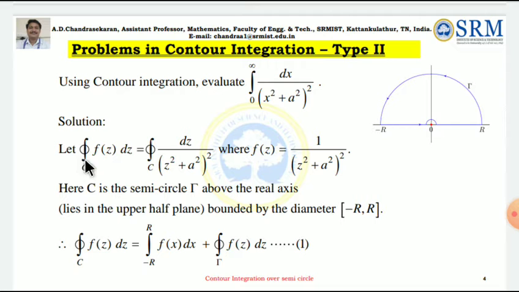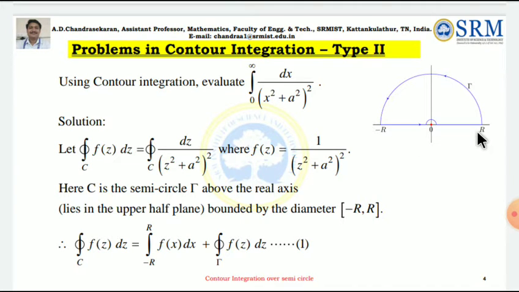Okay, now let us consider the integral over C of f of z dz, which is equal to the integral over C of whatever we have in x written in terms of z. So dz by z squared plus a squared, the whole squared. So this is my f of z: 1 by z squared plus a squared, the whole squared. Here what is my C? Here my C is the semicircle gamma above the real axis, that is, it lies in the upper half of the plane bounded by this diameter minus r to plus r. What is r? r is the radius of the circle.